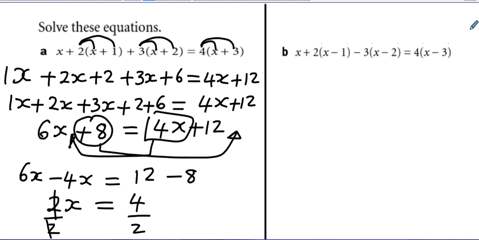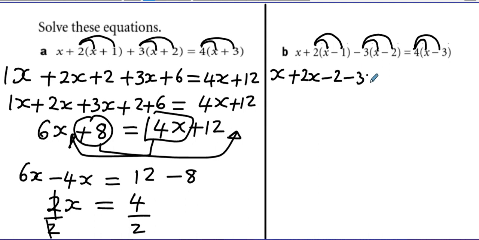Alright, let us check out this. Expand the brackets. This is 2 times x, 2 times 1, negative 3 times x, negative 3 times negative 2, then 4x, 4 times x, and 4 times negative 3. So here we go, this will be x plus 2 times x is 2x. Again, 2 times negative 1, this will be negative 2. Okay, over here, we have negative 3 times x will be negative 3x.